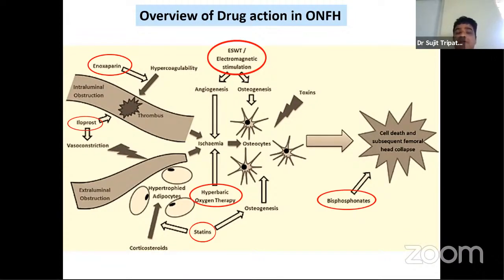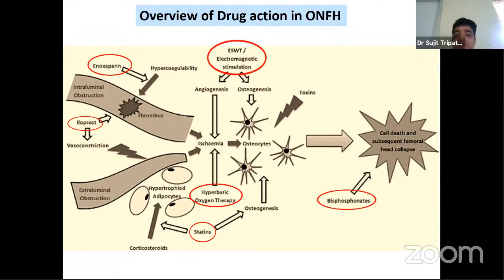Hyperbaric oxygen therapy improves the ischemic condition in the bone. By that, it promotes angiogenesis and osteogenesis. Extracorporeal shock wave therapy and electromagnetic stimulation work in two ways. One is that it augments angiogenesis and osteogenesis, and hence it promotes the growth of osteocytes.